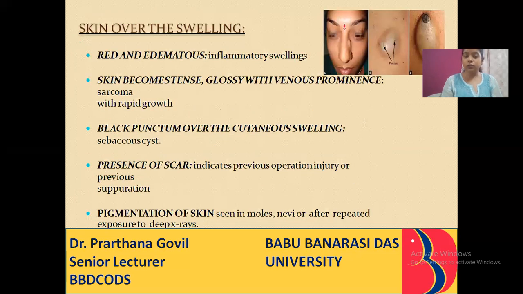For the skin of the swelling, if it is red and edematous, it can be an inflammatory swelling. If the skin becomes tense and glossy with venous prominence, it can be a sarcoma with rapid growth. A black punctum with a cutaneous swelling can be a sebaceous cyst. Presence of a scar indicates a previous operation or injury. Pigmentation of the skin is seen in moles, nevi, or after repeated exposure to X-rays.